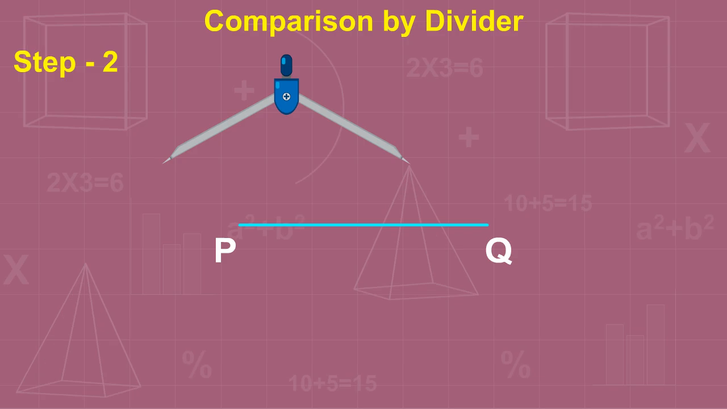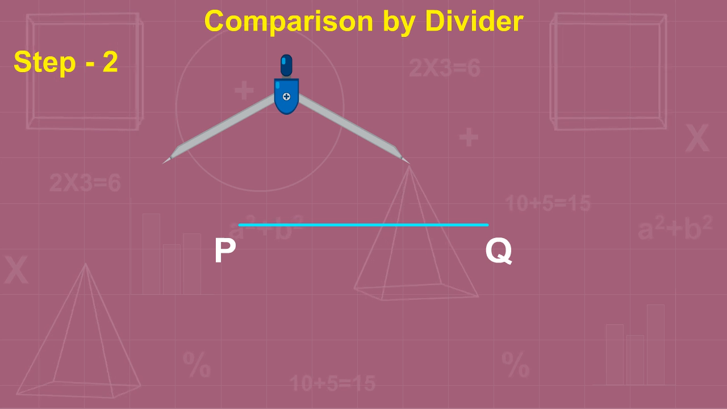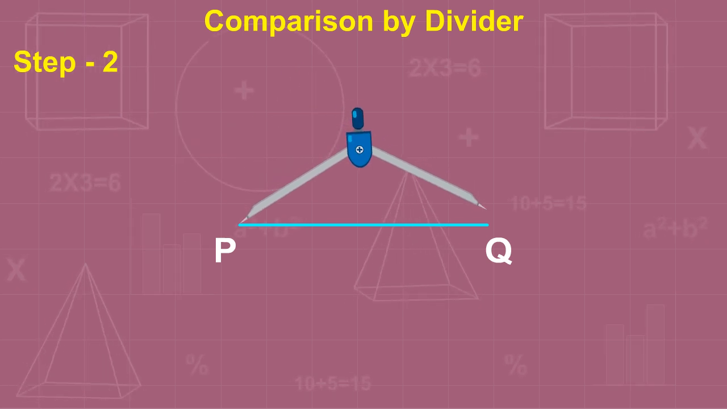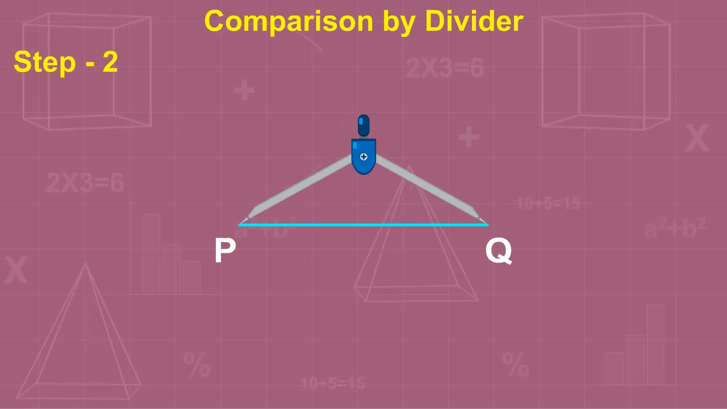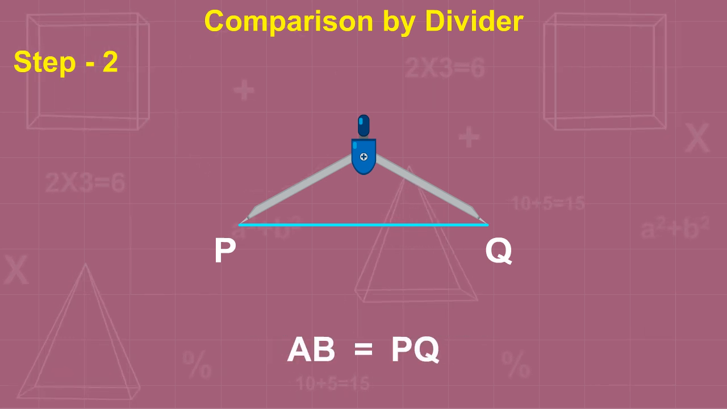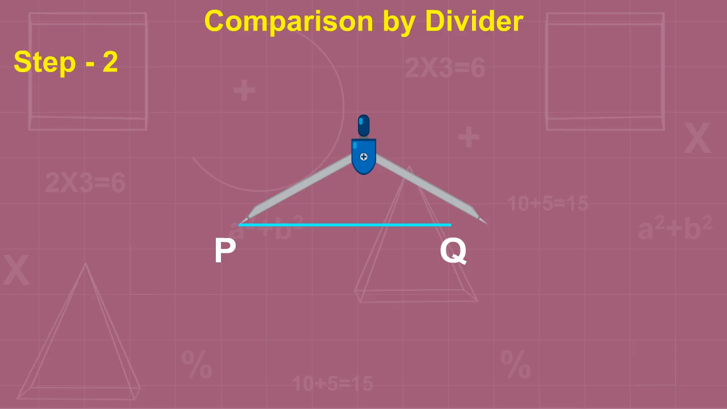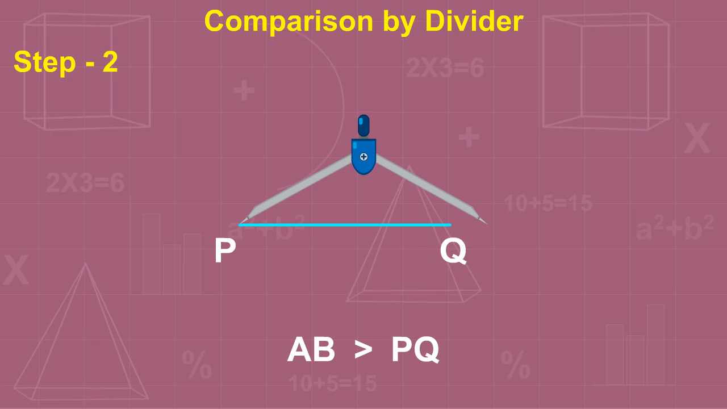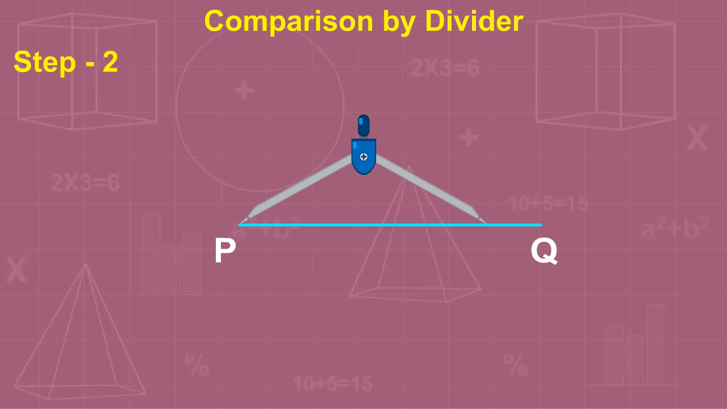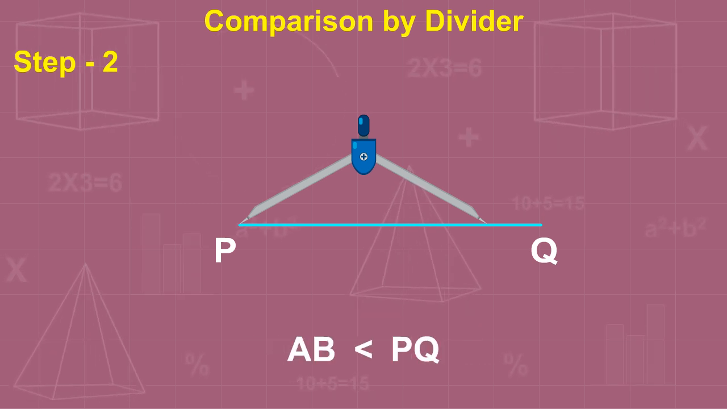Step 2. Take the divider as it is and place one point of the divider at point P and the other point along PQ. We get three cases. If the other endpoint of the divider falls exactly at Q, then AB is equal to PQ. If the other endpoint of the divider falls beyond Q, then AB is greater than PQ. If the other endpoint of the divider falls between P and Q on PQ, then AB is less than PQ.